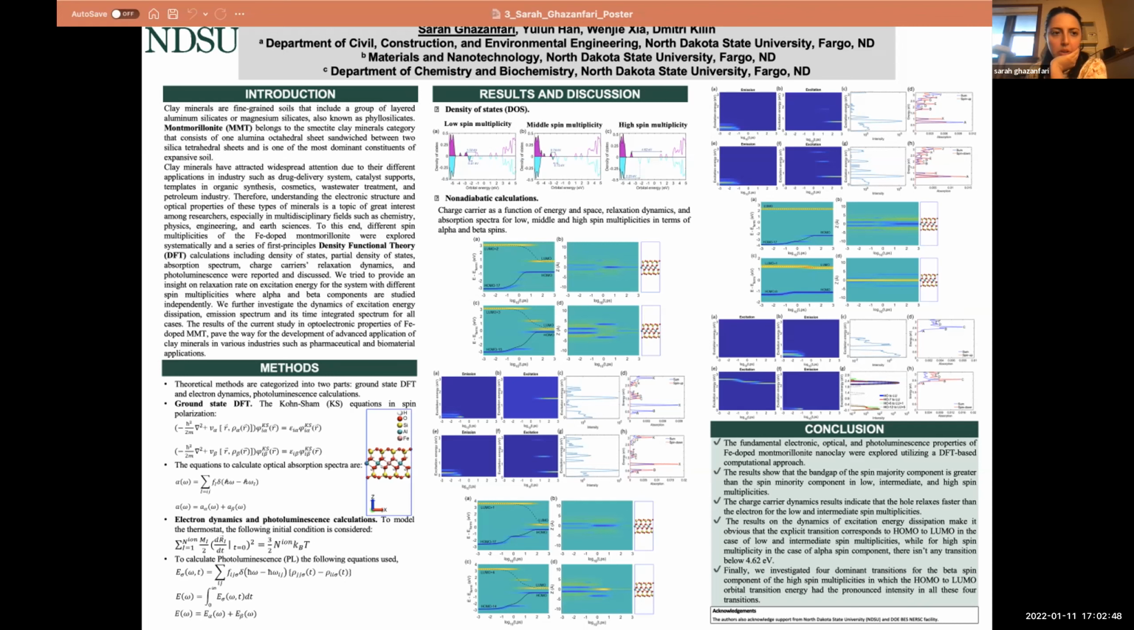And at the end, I didn't know how to write the acknowledgement part. I just mentioned the support from the NDSU and NERSC for the computation.